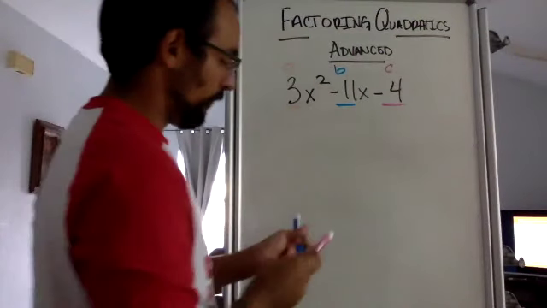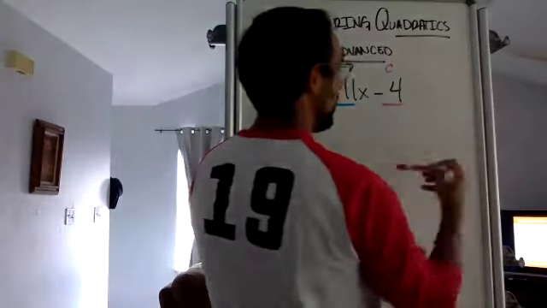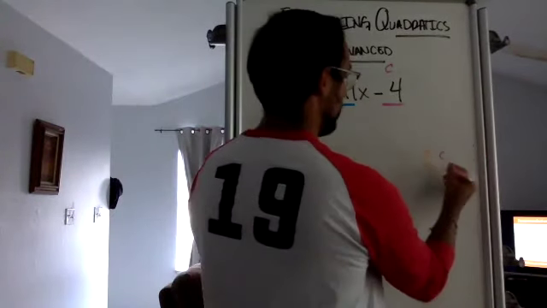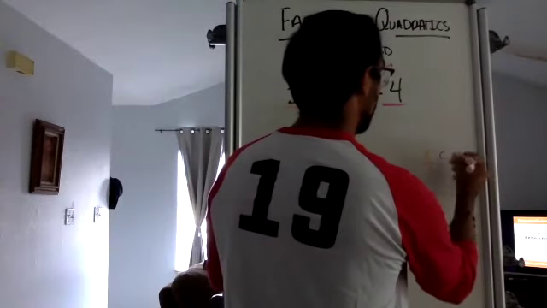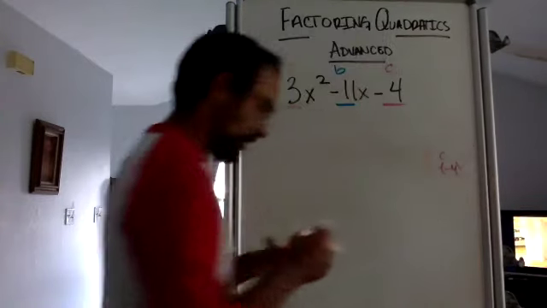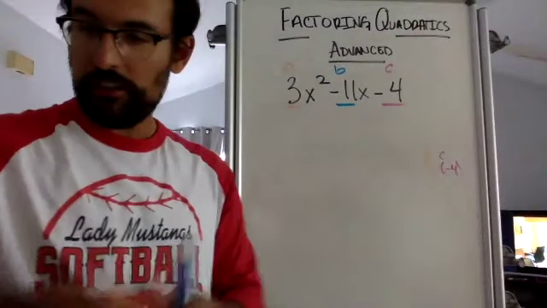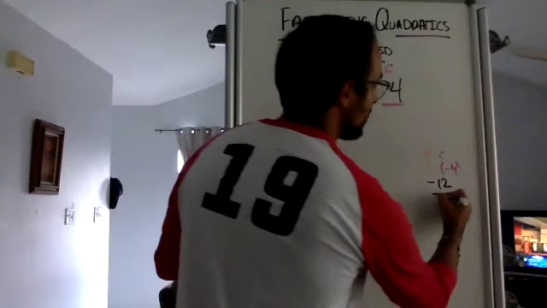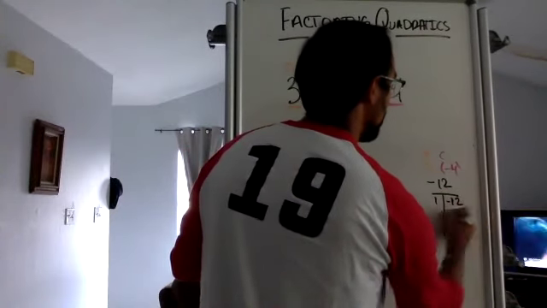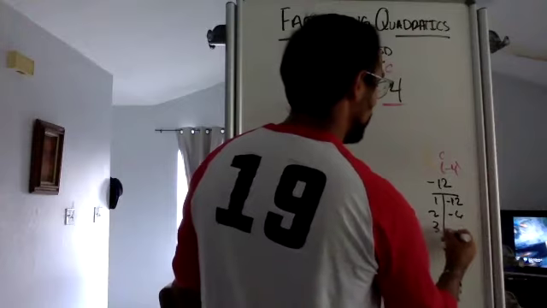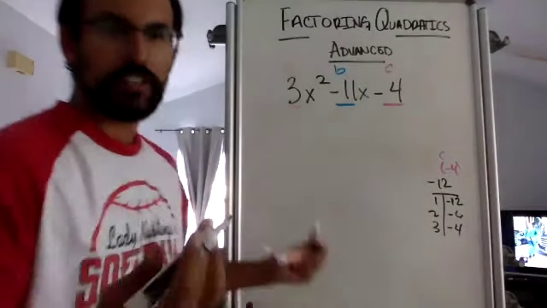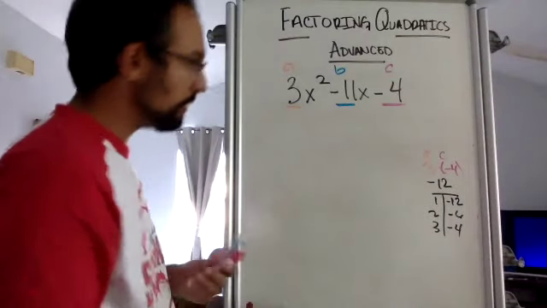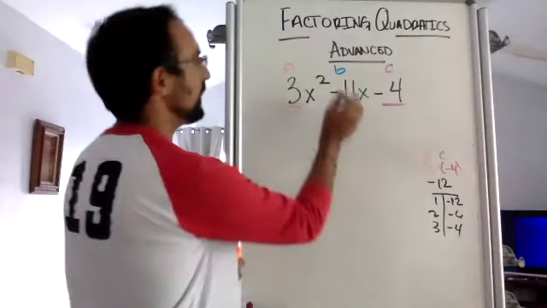So remember, your first step is to multiply A times C, which ends up being 3 times -4. And the value that you will be finding the factors of is -12. Okay, so I'll start listing some factors. 1 and -12, 2 and -6, 3 and -4. And then if I switch the signs, then it's going to be the same thing. So let's see which one of these adds to give me -11.